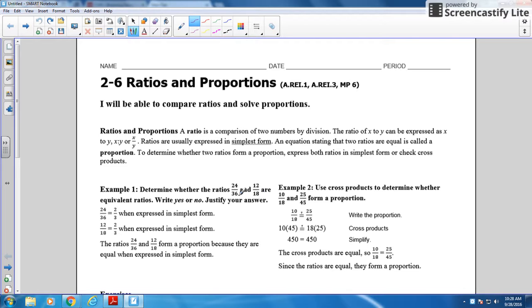Hey everyone. We're going to try to keep this kind of short since we think this is review for you. But this lesson on 2.6 is about ratios and proportions. And a couple things I want to just remind you of.